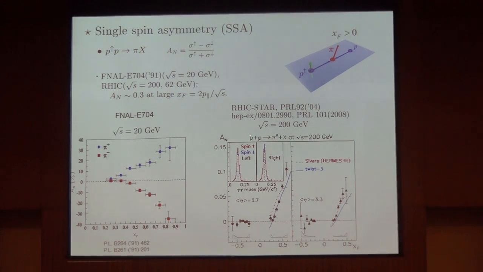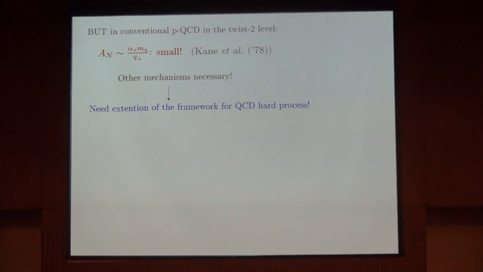Later RHIC did a similar experiment, and they also reported this result for the pi naught, a large asymmetry in the forward direction of the polarized proton. In the backward direction, the asymmetry is almost zero. This kind of large single spin asymmetry was very surprising because conventional perturbative QCD at the twist two level predicts almost zero asymmetry. It should be like this if the twist two mechanism works.